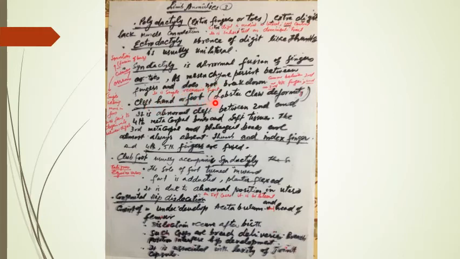Cleft hand and foot are the lobster claw deformity. It is an abnormal cleft between, as shown in the diagram, the second and fourth metacarpal bones, and soft tissues. The third metacarpal and phalanges are almost always absent. The thumb and index finger on one side and the fourth and fifth fingers on the other side are fused, and the third finger is absent.